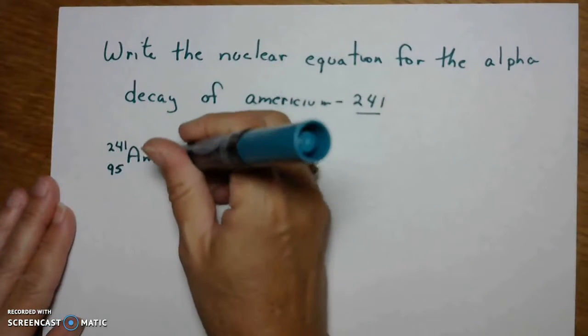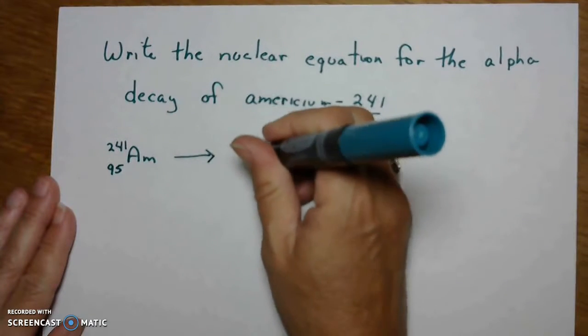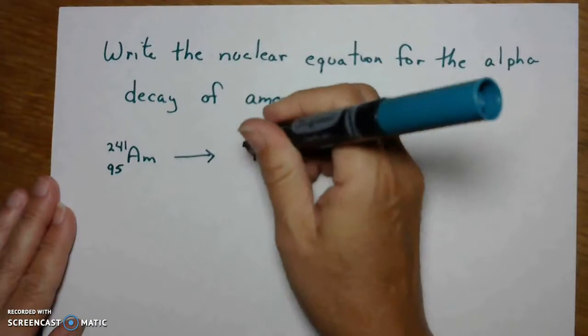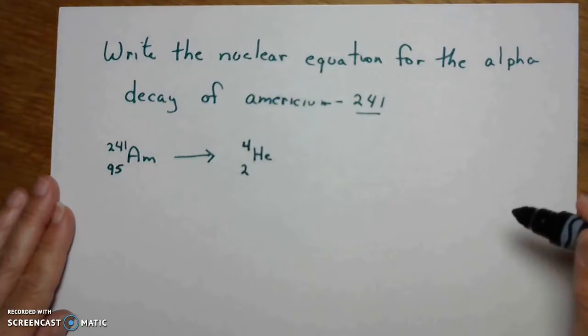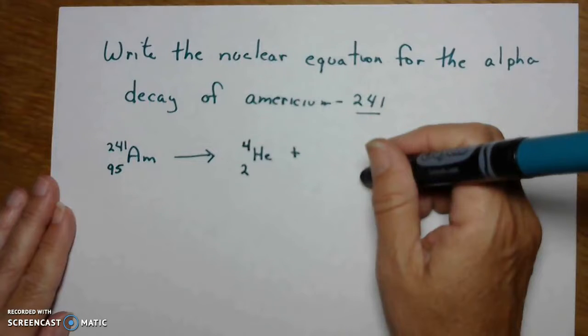So this is going to break down into an alpha particle. An alpha particle is a helium nucleus. It has a mass of 4 and a charge of 2. It's 2 protons and 2 neutrons plus something else.